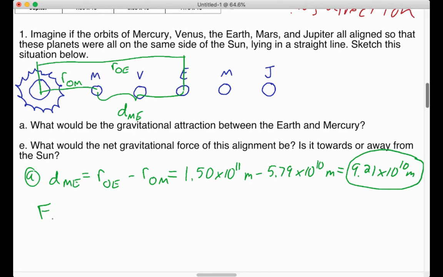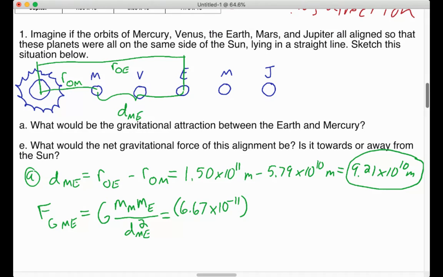So F sub G between Mercury and the Earth is going to be big G times the mass of Mercury times the mass of the Earth, divided by the distance from Mercury to the Earth squared. So now we go to the numbers. So 6.67 times 10 to the minus 11th, and I'm leaving off the unit so I have enough space.